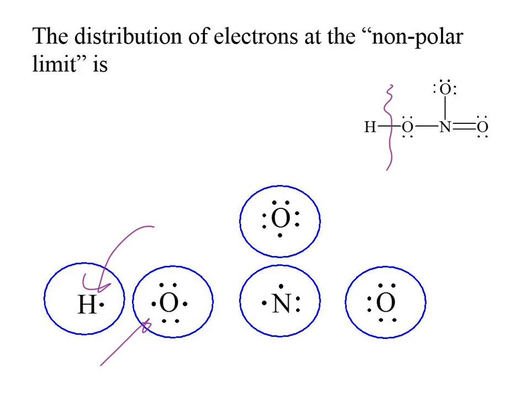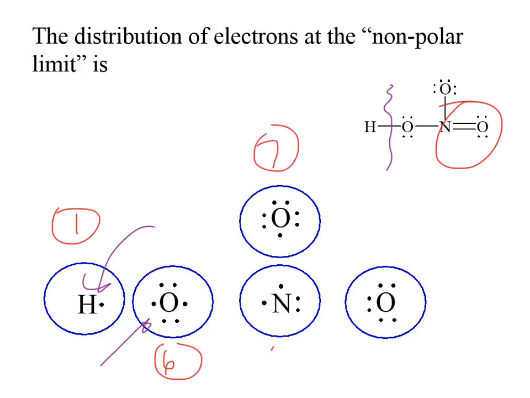Over here, when it came time for this double bond, notice that 2 of those 4 electrons went with nitrogen, 2 went with oxygen. Okay, so that second number that we're going to subtract from their valence electrons is going to be 1 here, 6 here, 7 here, 4 here, and 6 here. That is the number of electrons at the nonpolar limit.